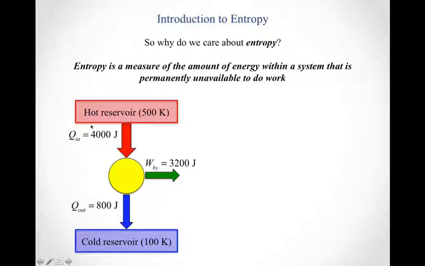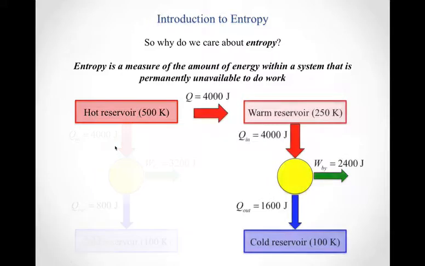Well, what if I took exactly that same 4,000 joules, but instead of dumping it into the engine, the first thing I did was transfer that energy as heat to a warm reservoir that sits at a lower temperature of 250 Kelvin. Then I took the 4,000 joules and put it into a Carnot engine that runs between my warm reservoir and my cold reservoir, still at 100 Kelvin. A Carnot engine running between these two temperatures is only 60% efficient. What I've done in moving that 4,000 joules of energy from the hot reservoir to the warm reservoir and then putting it into my engine is I have simply made things less efficient.